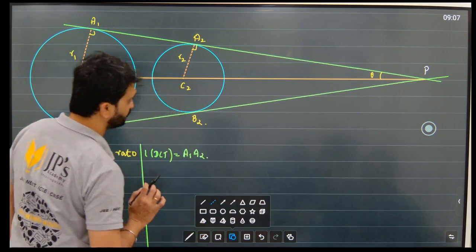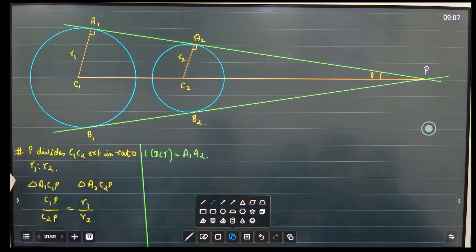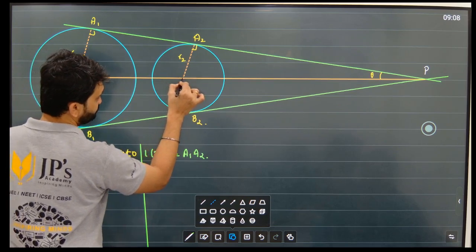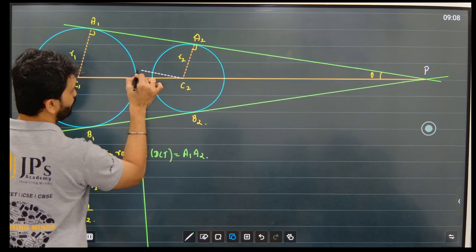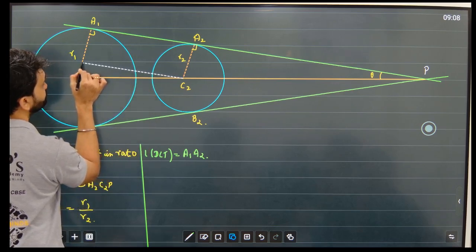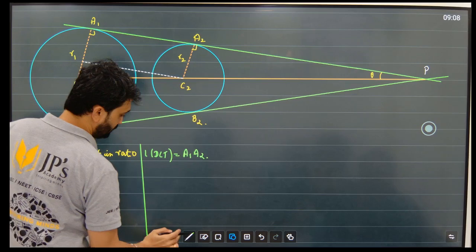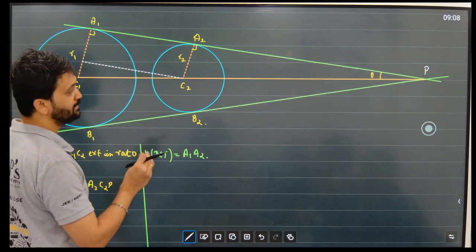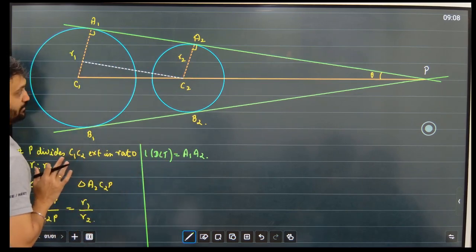Let's pick the bigger circle. Now, see what I'm going to do. Okay, A1, A2 लिए. अब A1, A2 को ना, from this point, I'm going to draw a line parallel. What I have done is, A1, A2 is my length of direct common tangent. Guys, see what I have done.